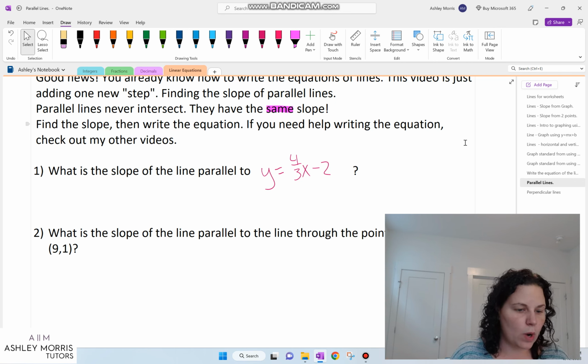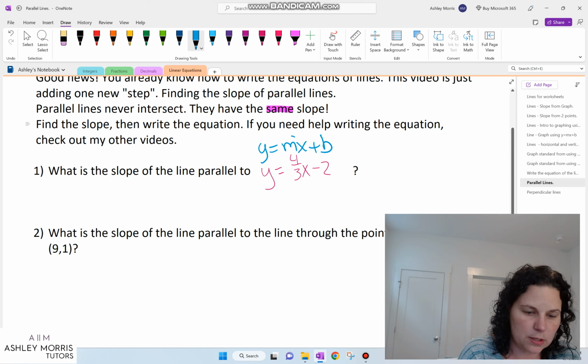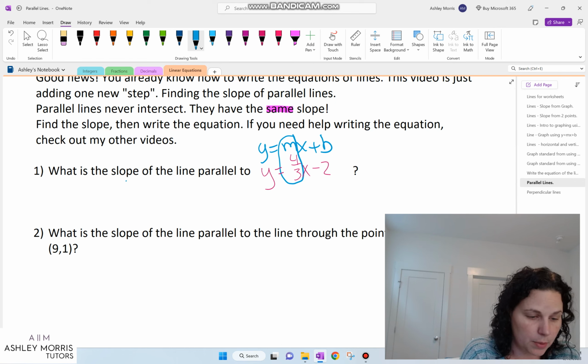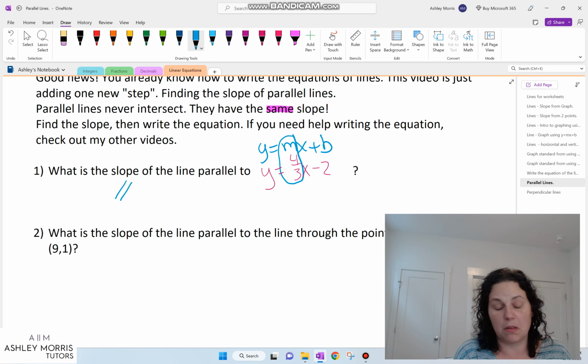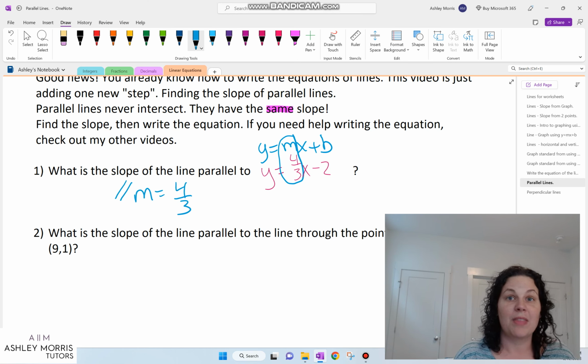So let's look. What is the slope of the line parallel to y equals 4/3 x minus 2? That's in slope-intercept form, y equals mx plus b. So my slope is this number right here. The slope of this line is 4/3. The parallel slope, here's our parallel symbol, just 2 parallel lines, is also going to be 4/3. That's the only new piece in this video.